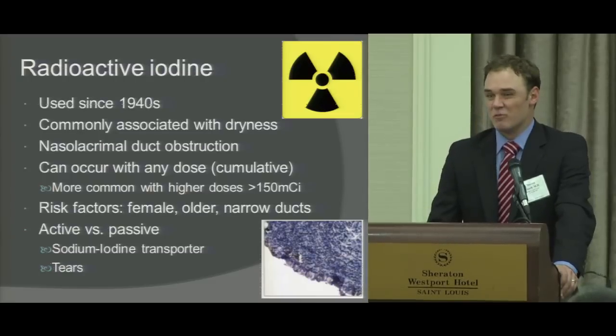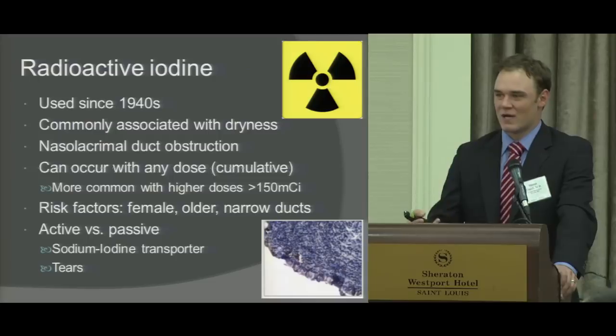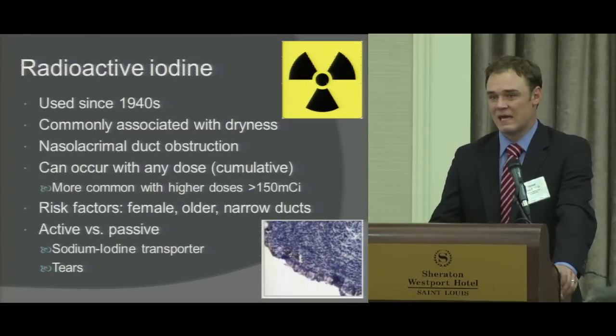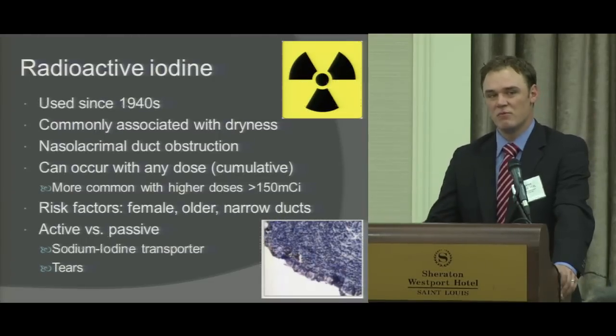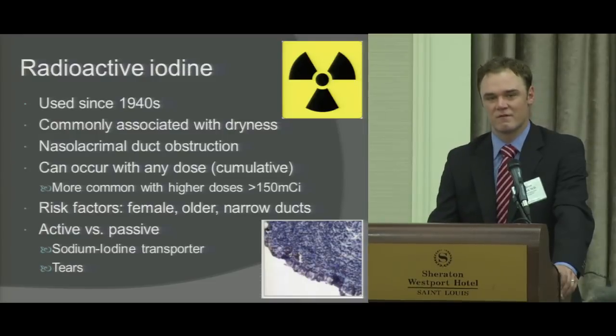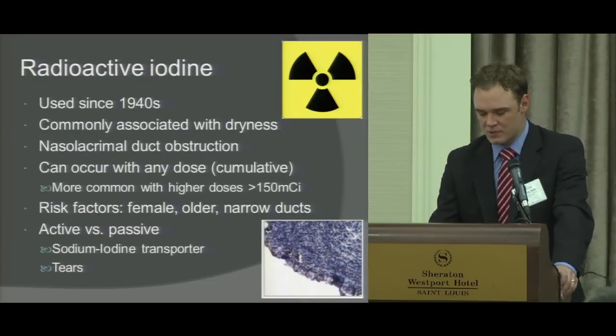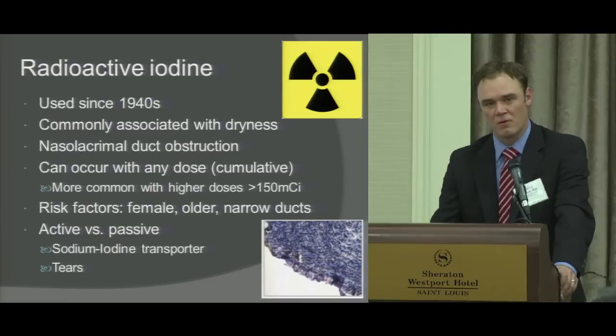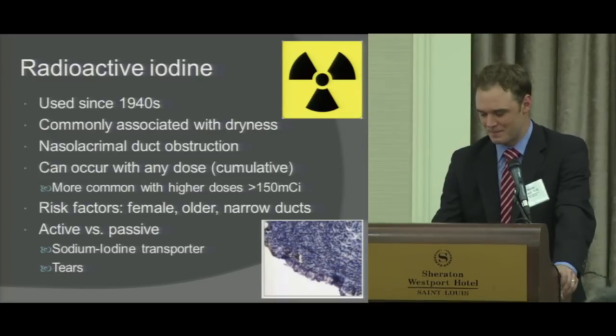It does seem to be a cumulative thing. So if a patient receives radioactive iodine and they have to have it again and again and again, each dose is cumulative and raises their chances of developing a tear duct blockage. The risk factors are mostly people that are female, usually over the age of 60, and it's usually people that have narrow ducts. Now, how that was determined, I don't know. I'm sure that's just a supposition.